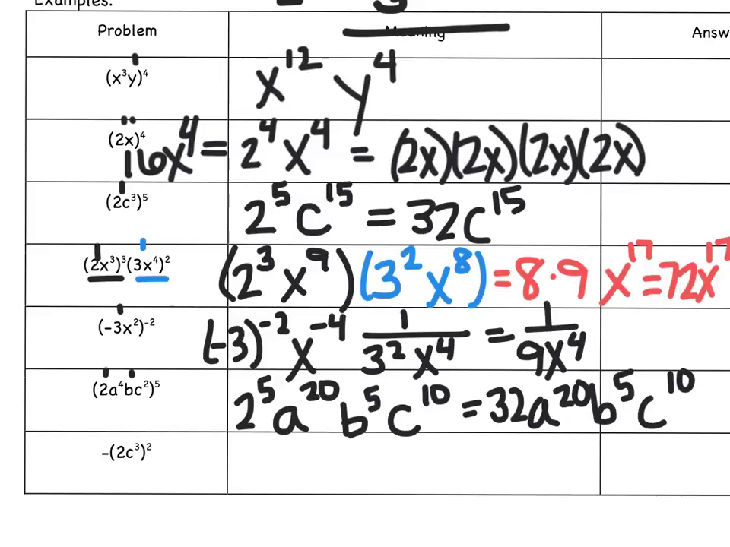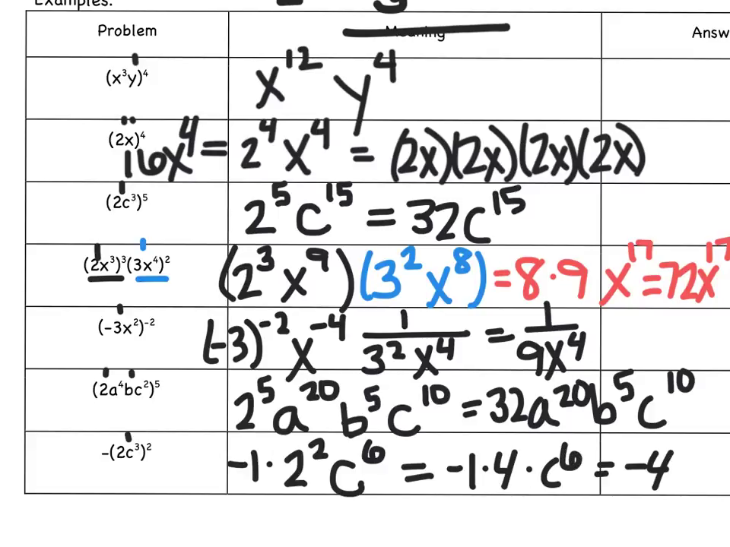Our last problem, we've got a negative in front of our parentheses. We're going to leave that negative alone for right now. And we're going to deal with what's inside. So our power to a power, we've got 2 to the 1 to the 2nd power, so 1 times 2 is 2. And c to the power of 3 to the power of 2. 3 times 2 is 6. Now we're going to simplify. We get -1 times 2 squared is 4 times c to the 6th is a -4c to the 6th power.